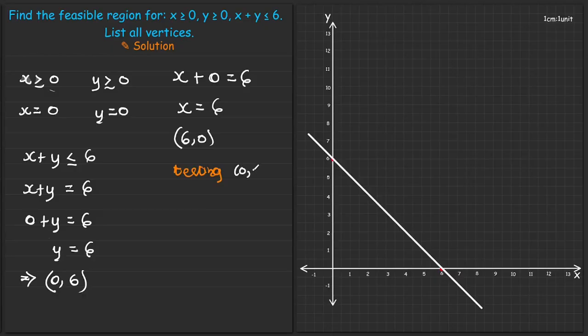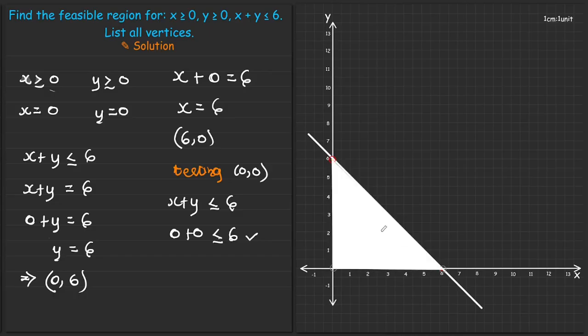So testing for (0, 0). We know the inequality was what? x plus y is less than or equal to what? 6. So for (0, 0), we have 0 plus 0. And is it less than or equal to 6? That is true. It is less than 6. So if this is the (0, 0), then it simply means our feasible region is going to be this side. So let me simply put my shading over there. And this is where our feasible region is.